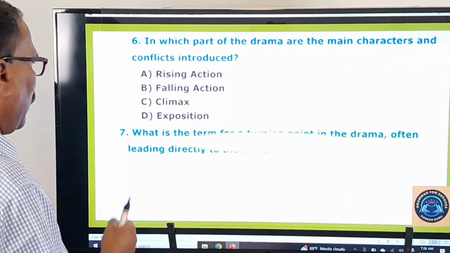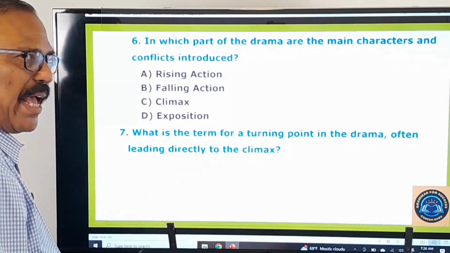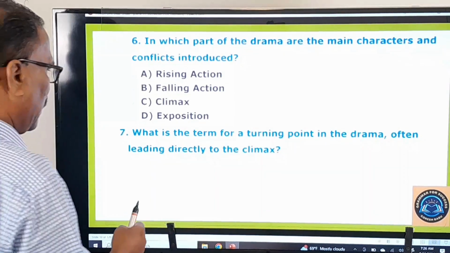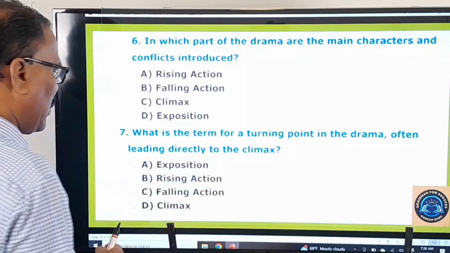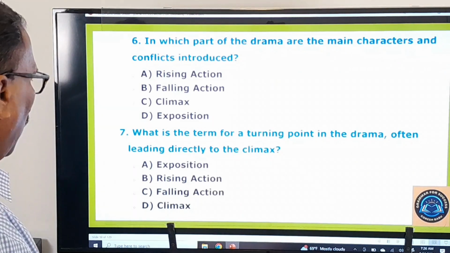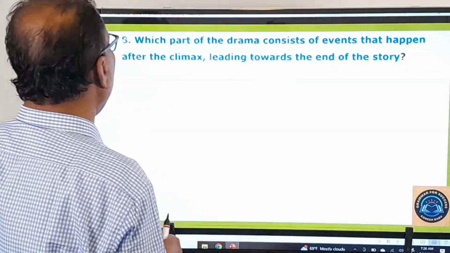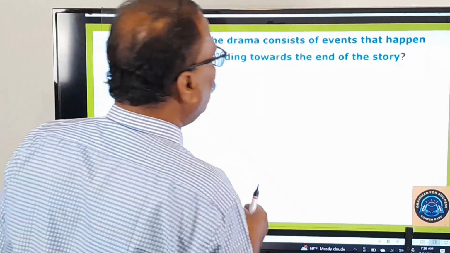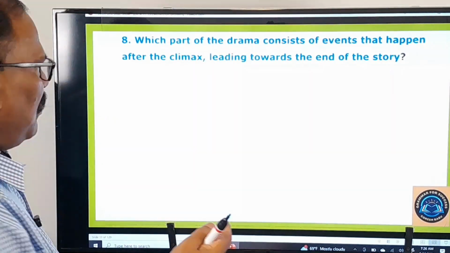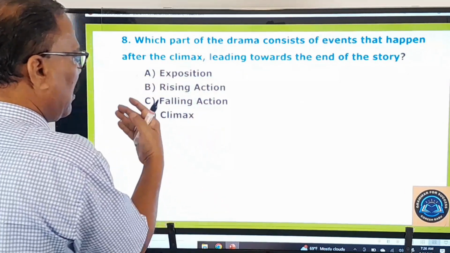You go to the seventh one. What is the term for a turning point in the drama, often leading directly to the climax? What is that? Here you pay attention: exposition, rising action, falling action, climax. And you go to the other questions. Which part of the drama consists of events that happen after the climax, leading towards the end of the story? You can easily understand the question. Exposition, rising action, falling action, climax.